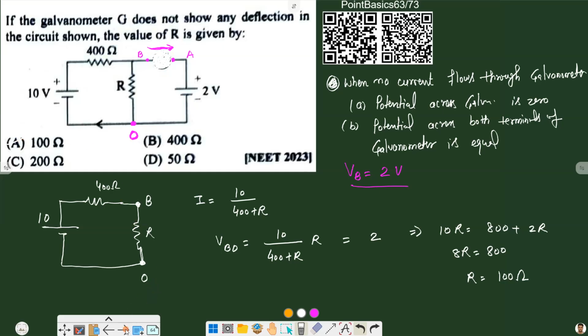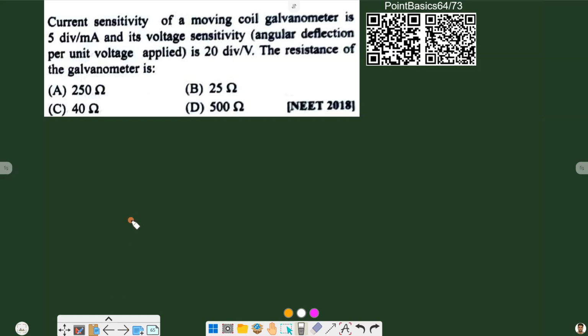Moving to the next one. The current sensitivity of a moving coil galvanometer is given, the voltage sensitivity is given, and we have to find out the resistance. So we know from Ohm's law that V is equal to IR, or resistance is voltage by current. This is the maximum voltage that a galvanometer can have, and this is the maximum current that the galvanometer can have. So here we have been given sensitivity.